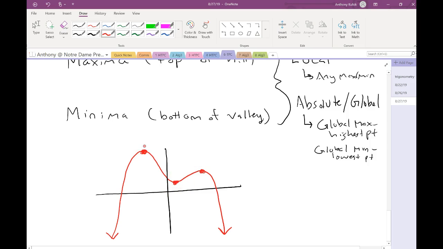So we'll just go through. This one on the left, is this a maximum or minimum? That's a maximum. This next one in the middle is a minimum. And the last one is a maximum. Everybody agree with that?